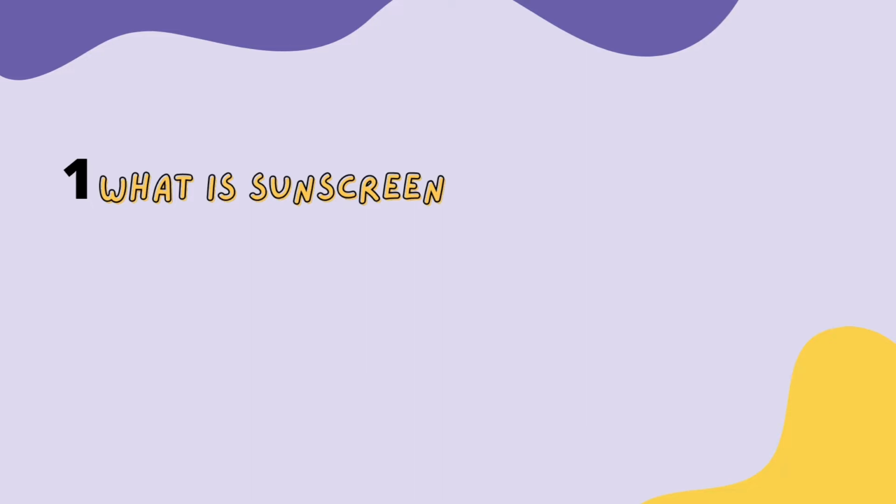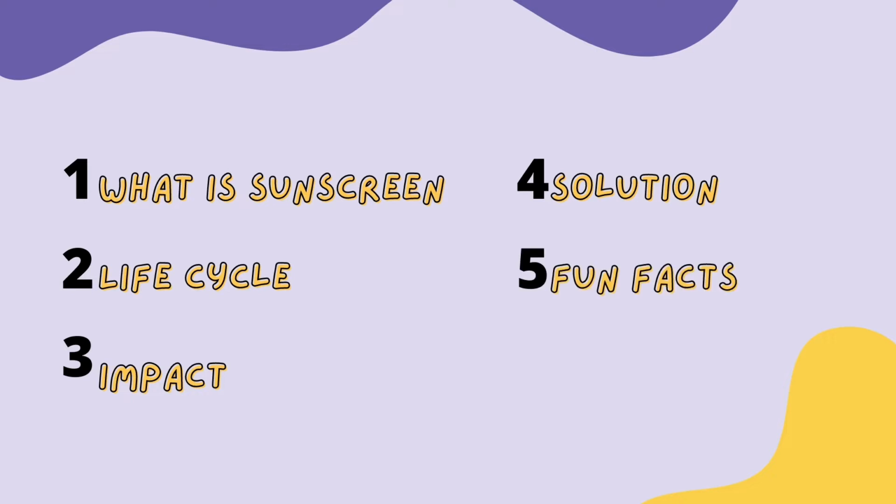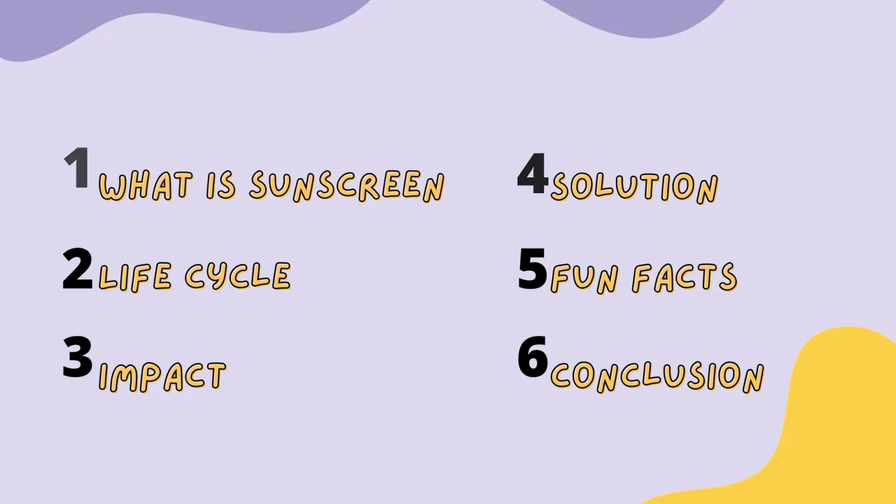The first one is Introduction. Let's learn what sunscreen is. The second chapter is the life cycle of sunscreen. Third is the environmental impact, and the next chapter is the solutions to reduce the environmental impacts. Before the end of the video, we will discover the facts about the life cycle of sunscreen. And the last one is the conclusion of the video.